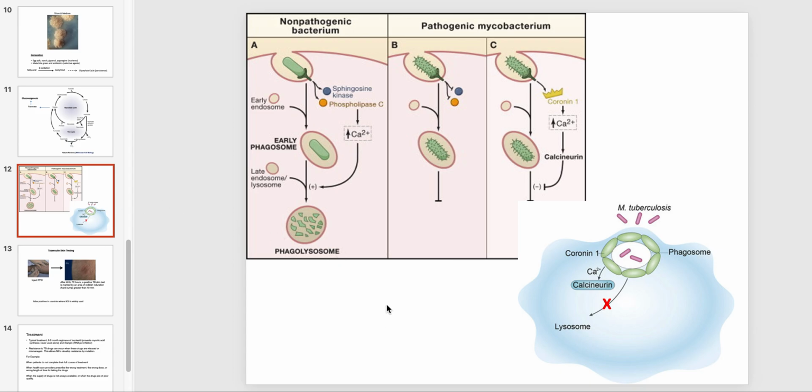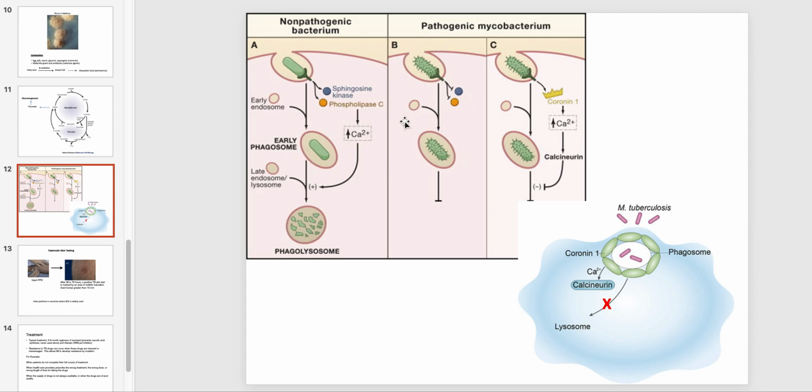So non-pathogenic bacteria, when they're phagocytosed, will stimulate the appropriate intracellular response in phagocytic cells, meaning that an early phagosome will form, and then these endosomes will fuse with lysosomes. These lysosomes are full of toxins that will then fuse with these guys and then kill the microbes.